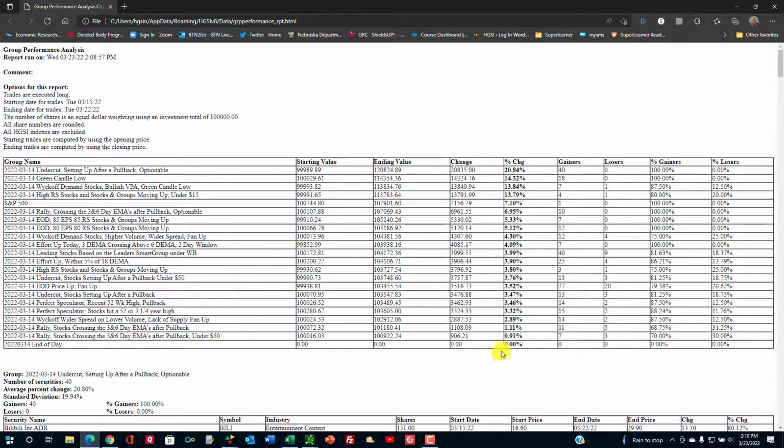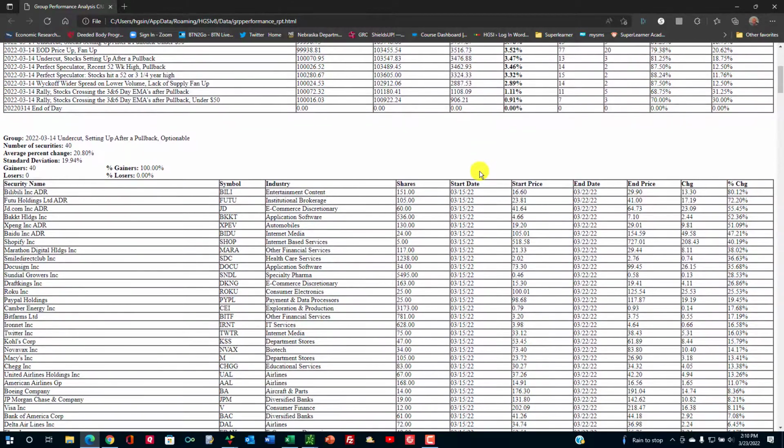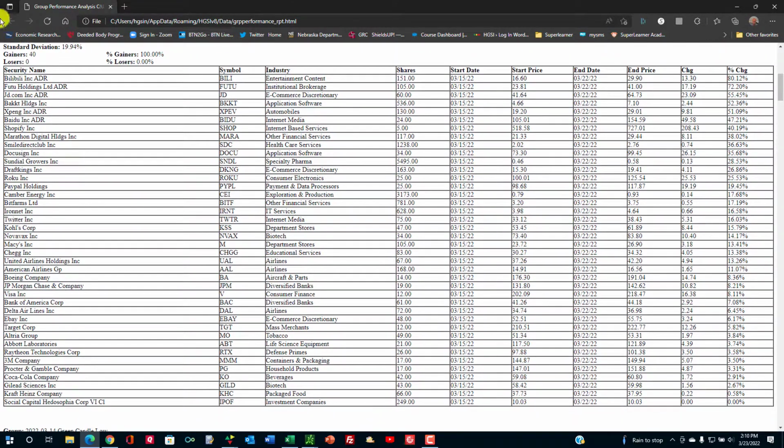Now these other groups underperformed, but within those groups there were several stocks that performed well. But this is the one that really interests me. This is the undercut and rally setup, and I'm just going to scroll down to these stocks, and you can see the returns on some of these stocks.